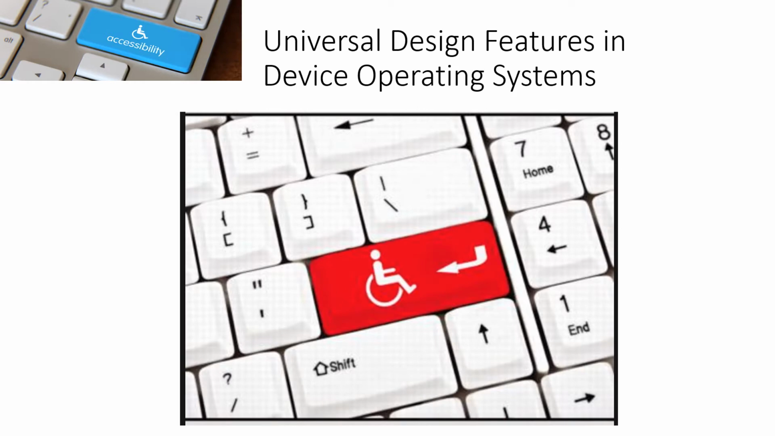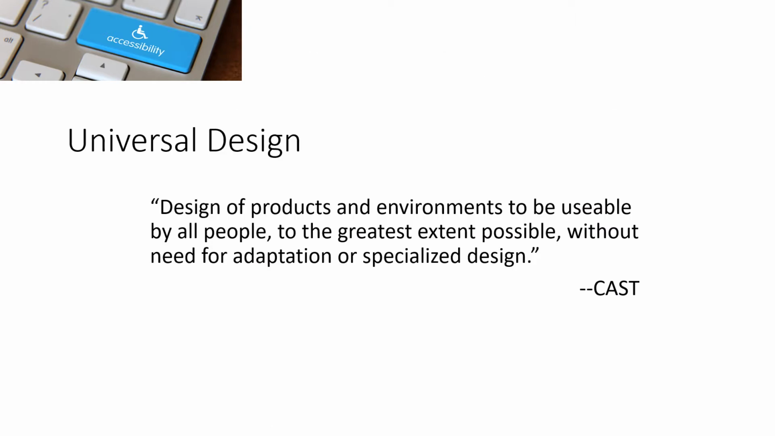So we talked about universal design earlier on. And universal design, of course, remember, universal design is the design of products and environments to be usable by all people to the greatest extent possible without the need for adaptation or specialized design. So computers are built with all of these features right in there, to help everybody access the computer.